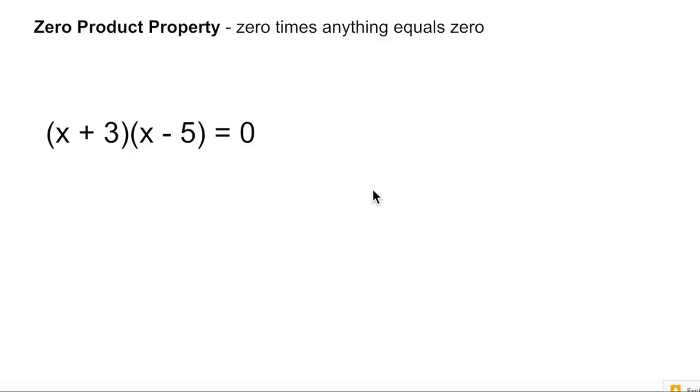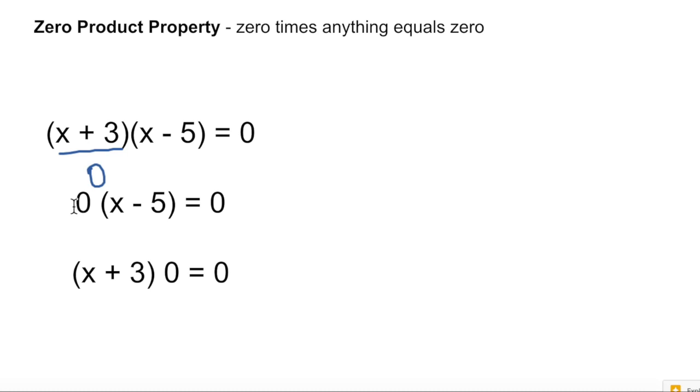In this video, we're going to learn the zero product property. Zero product property basically says that anything times 0 equals 0. So if we have the product of two binomials and one of those two binomials evaluates to 0, then we don't care what the second binomial evaluates to. It could be 1,000,000. The product of those two will be 0.